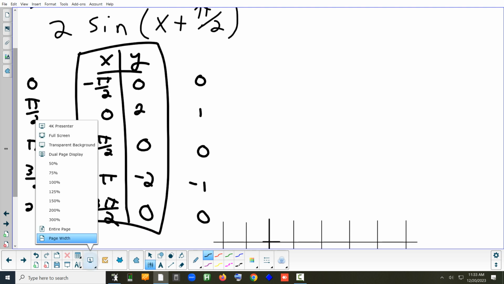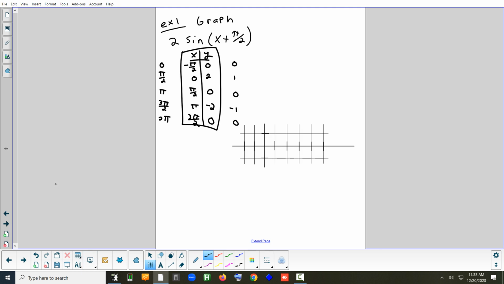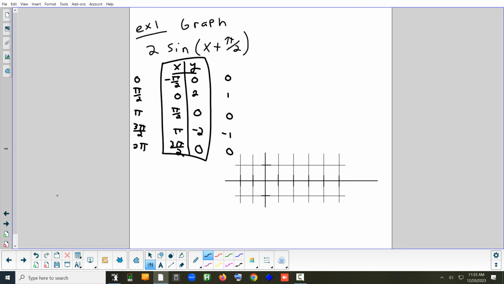Now we just graph it. Let's see, I have one negative value that I need, so I'll start over 1 tick mark. 0, pi over 2, pi, 3 pi over 2. And I have to go from negative 2 to 2, so I'm going to scale it like that. Okay, so negative pi over 2, we're at 0, 0, 2, 0, negative 2, back to 0.